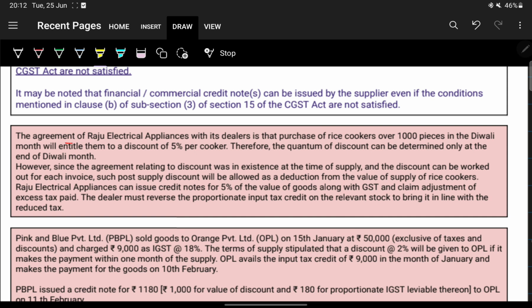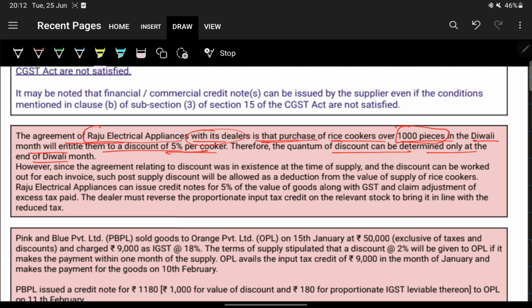Now, the agreement of Raju Electrical Appliances with its dealers is that the purchase of rice cookers over 1,000 pieces in the Diwali month will entitle them to a discount of 5 rupees per cooker. So if they purchase over 1,000 pieces during the Diwali period, then they will get a discount of 5% per cooker. Therefore the quantum of discount can be determined only at the end of Diwali.